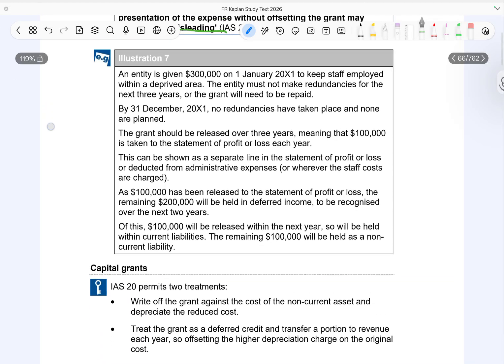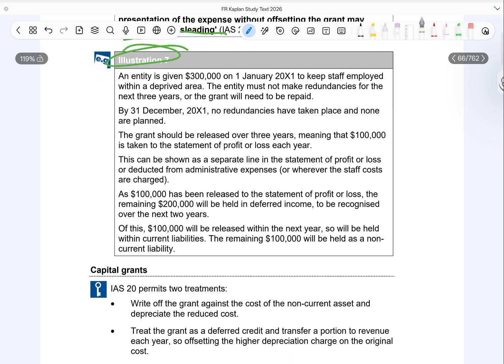Okay, let's look at an illustration. An entity is given 3 lakhs on 1st January 2011 to keep staff employed within a deprived area. The entity must not make redundancies, redundancy being firing of people, for the next 3 years. So that's a condition: you cannot fire anyone for the next 3 years, or the grant will have to be repaid. By 31st December 2011, no redundancies have taken place, and none are planned. The grant should be released over 3 years, meaning 1 lakh per year.